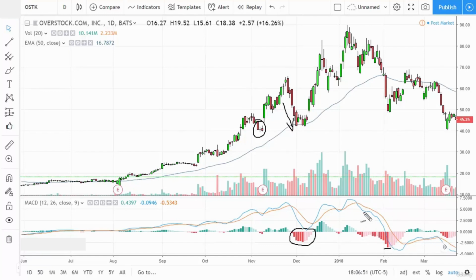You can see that the histogram and the MACD had gotten lower as we had risen. That shows that we are losing momentum. And that was your first sign of trouble. And then the low had gotten lower. So that shows that the sellers are starting to become more aggressive.